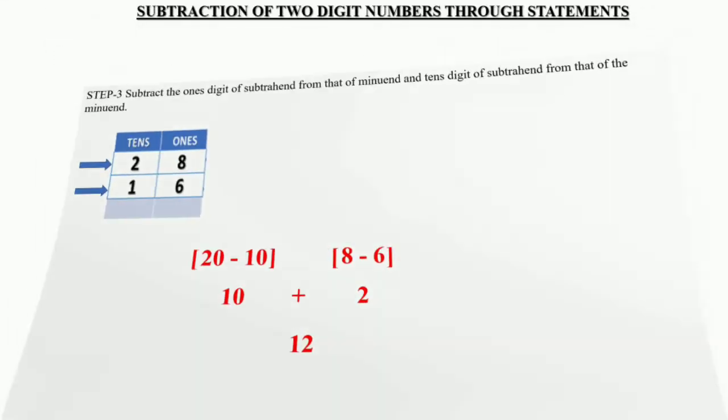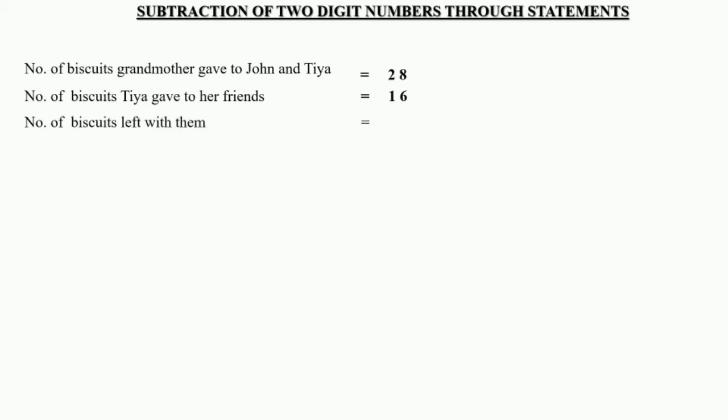Let's do it by statements. Number of biscuits grandmother gave to John and Tia is equal to 28. Number of biscuits Tia gave to her friends is equal to 16. Number of biscuits left with them is equal to what? So firstly we will place the subtraction sign at the left side of subtrahend. Now we will subtract from the ones column.